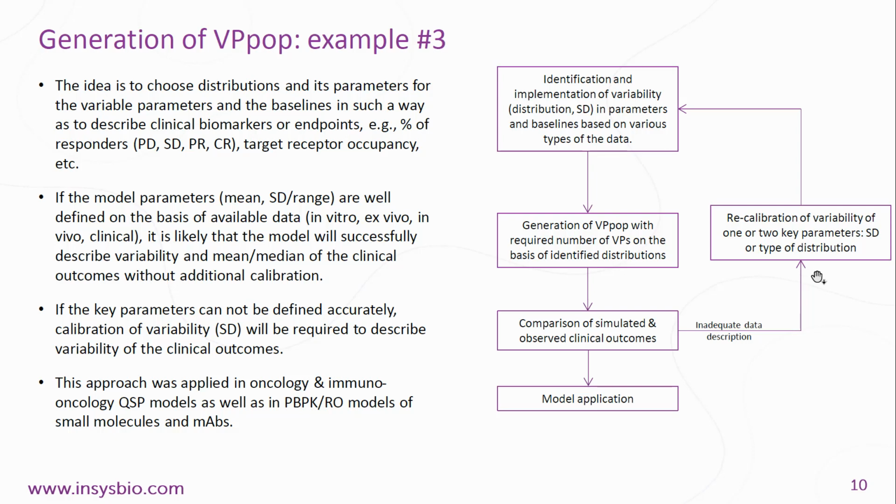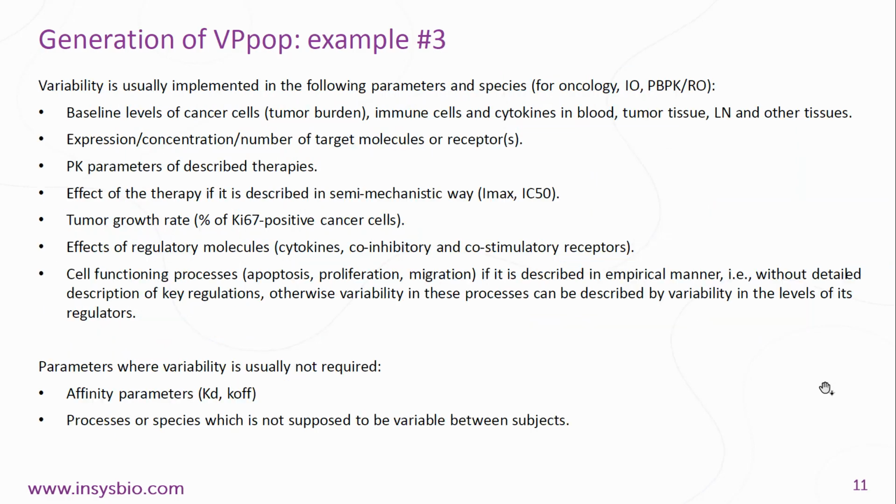Usually, if the model parameters are well defined on the basis of the available data in vitro, ex vivo, and so on, it is likely that the model will successfully describe variability and mean median of the clinical data. But if the key parameters cannot be defined accurately, usually calibration of variability is required. And this approach we applied in multiple oncology and immuno-oncology QSP models, as well as PPK-RAW models of small molecules and therapeutic antibodies. In the framework of this approach, we implement variability in the following parameters and species.